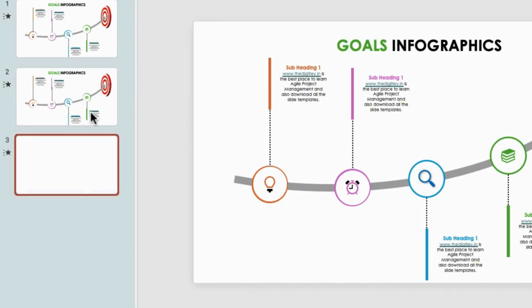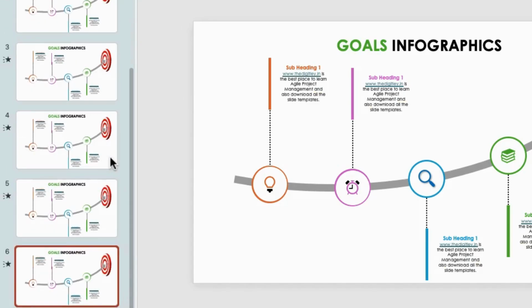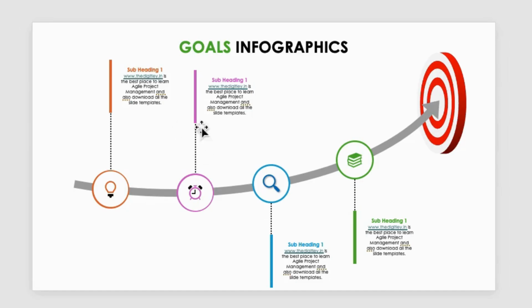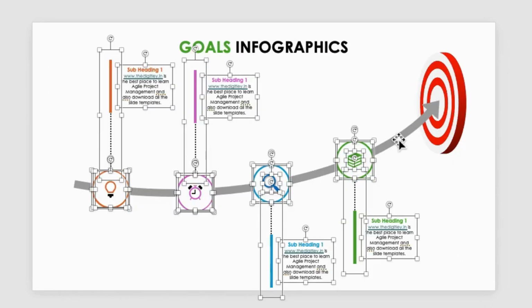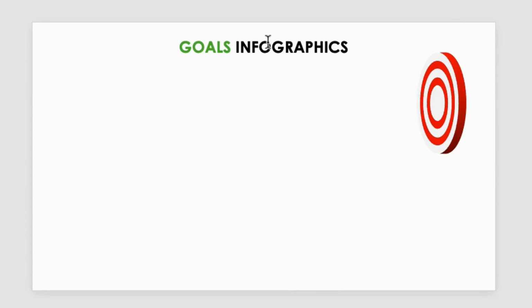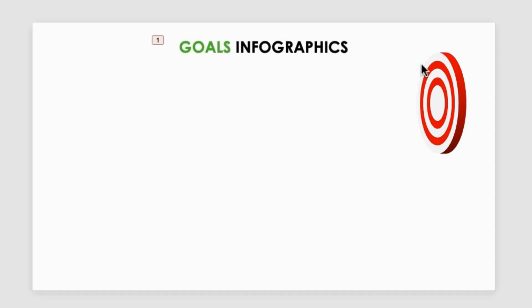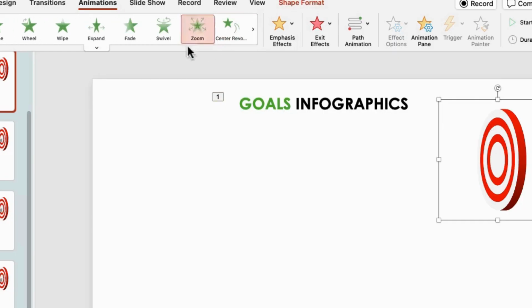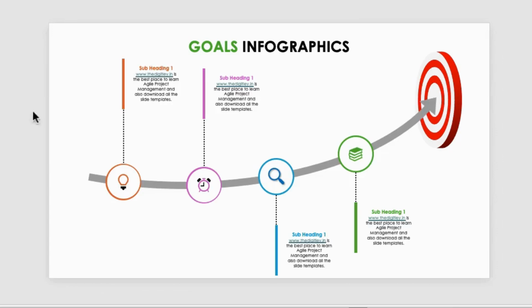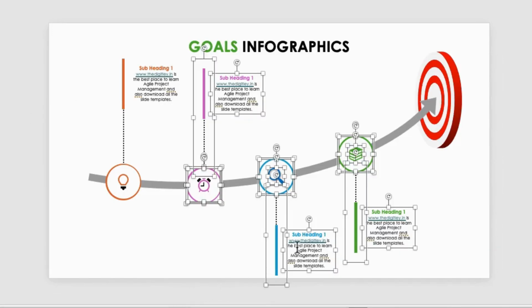Begin by duplicating the slide 4 times to create a smooth animation sequence. Navigate to the first slide and remove all shapes, leaving only the title and the archery target. Apply a fade animation to the title, followed by the archery target to introduce them gradually. Move to the second slide and delete all shapes except for goal 1.